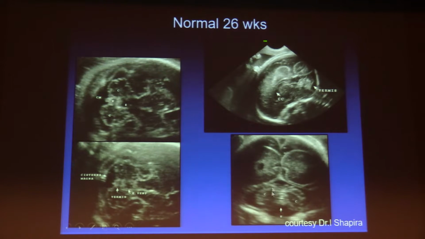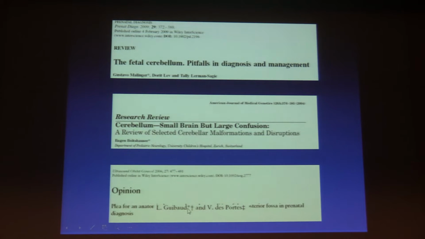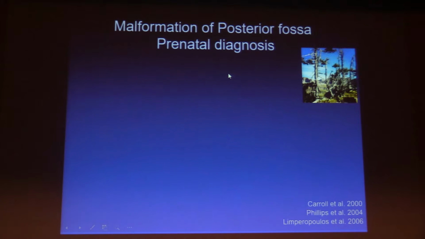And you can see the very nice vermis dividing up the normal cerebellum on both sides. Now there's a lot of confusion. Many articles have been written about it. This is Boltshauser and Laurent Guibaud, and of course the group of Tali and Gustavo Malinger. And why is it so complicated?